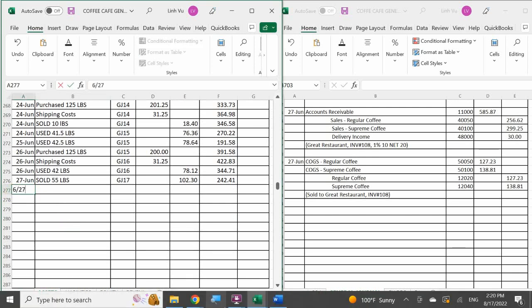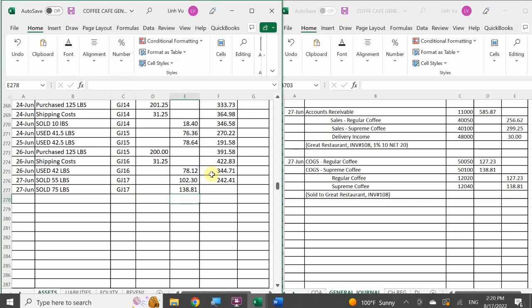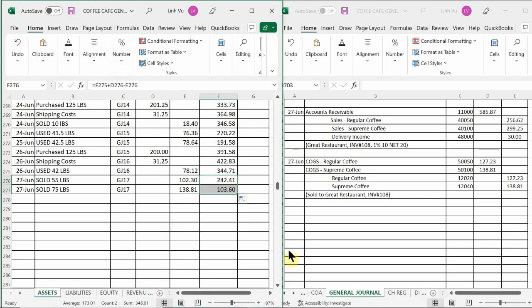And then on 6/27, we sold 75 pounds on page 17 for 138.81, and the balance is $103.60. Good. And that's the end of the transaction.